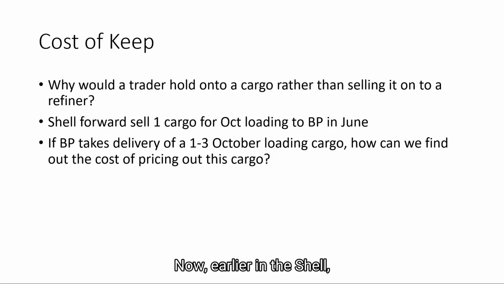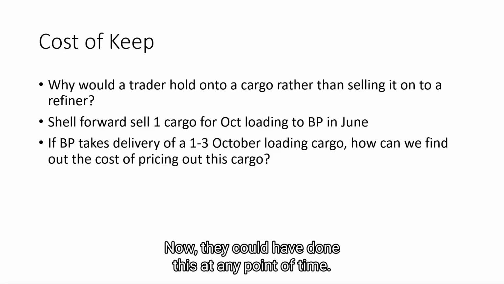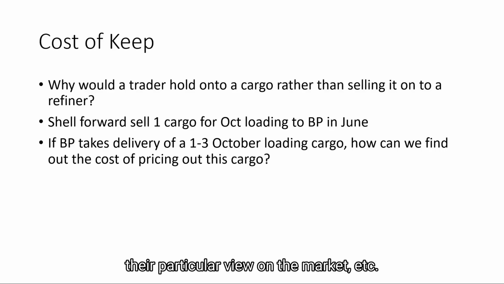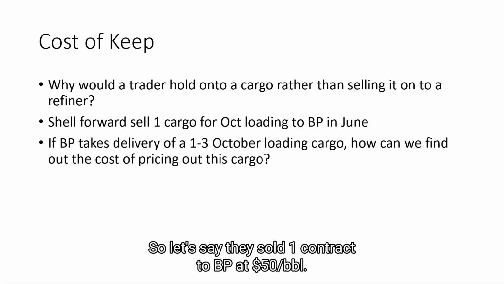Now earlier in the year, Shell forward sold flat price against this Oct loading cargo. Now they could have done this at any point of time. It's up to them, their particular view on the market, etc. But they would have done it in the form of an October cash BFOET contract. So let's say they sold one contract to BP at $50 a barrel.